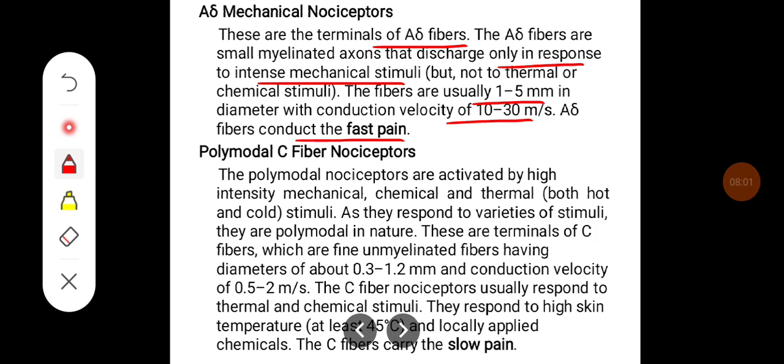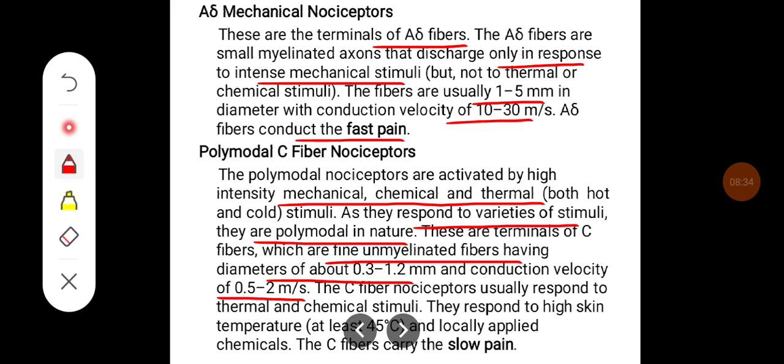Polymodal C fiber nociceptors. The polymodal nociceptors are activated by high intensity mechanical, chemical, and thermal, both hot and cold, stimuli. As they respond to a variety of stimuli, they are polymodal in nature. These are terminals of C fibers, which are fine unmyelinated fibers having diameters of around 0.3 to 1.2 millimeters and a conduction velocity of about 0.5 to 2 meters per second.